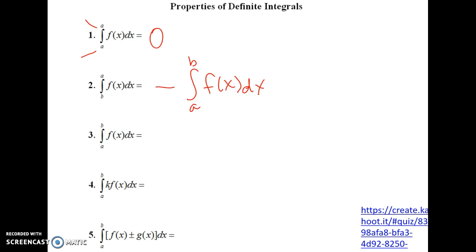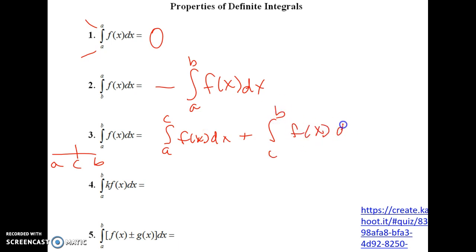The next one. If you're finding A to B, you can break that down. If this is A to B and we have some midpoint C, or it doesn't have to be in the middle, anywhere in the middle, you can break the integral up into two pieces. You can add A to C to B to C to B and get the total area from A to B. So you can add its pieces up.